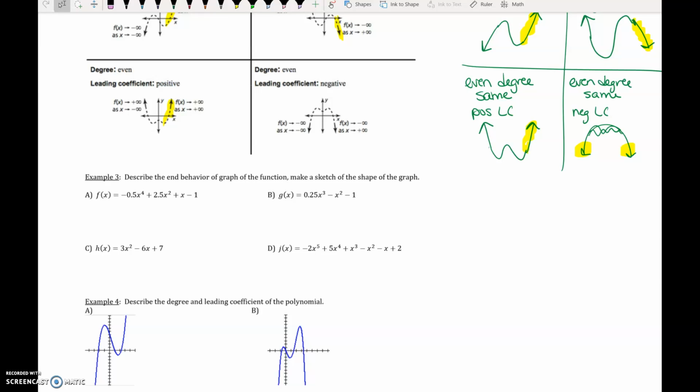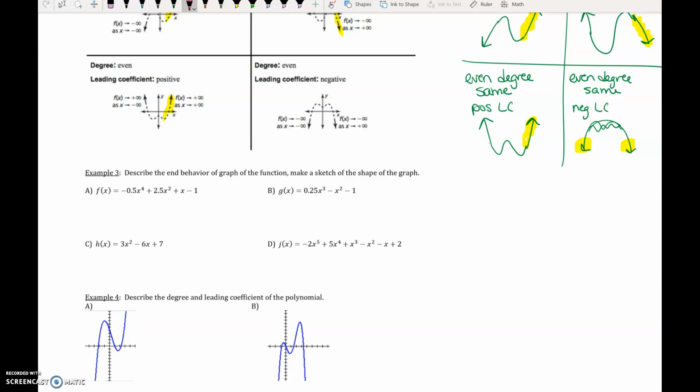Describe the end behavior, basically make a sketch. And we're just going to do something like, this is how I did it on the test. Odd degree positive, odd degree negative, even degree positive, even degree negative. I just want you to point at what the ends of this are going to do.